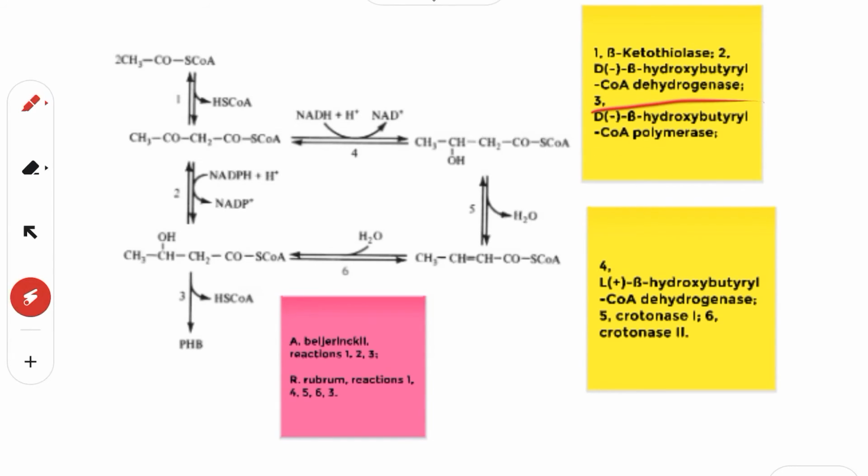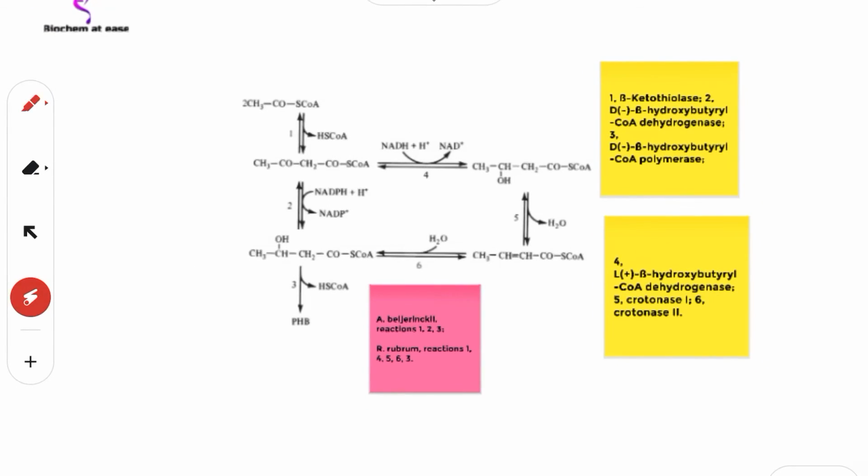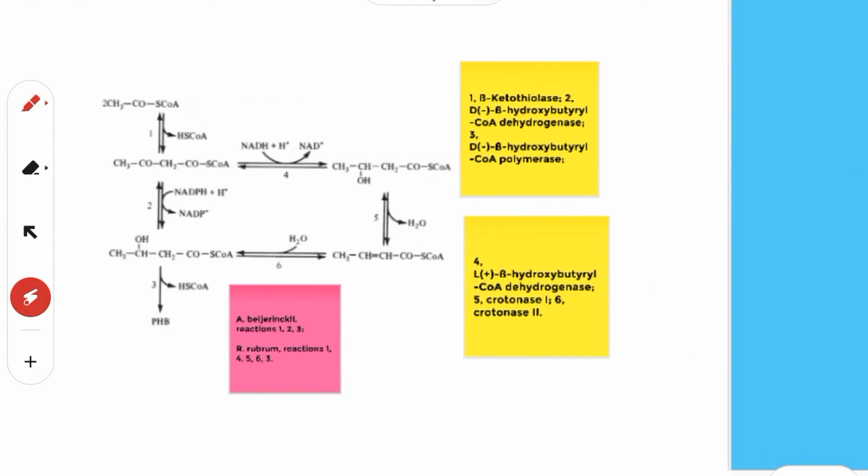So in Azotobacter beijerinckii, the reactions are number 1, number 2 and number 3, whereas in Rhodospirillum rubrum the sequence of reaction is number 1, number 4, number 5, number 6 and number 3. So in this way these two pathways help in the synthesis of poly-beta-hydroxybutyric acid.